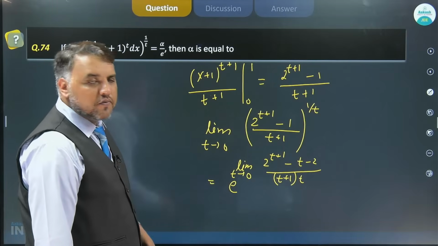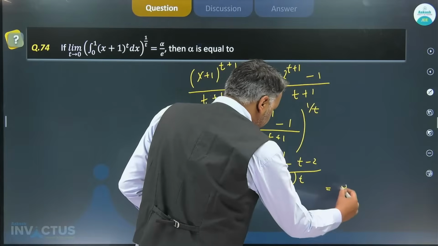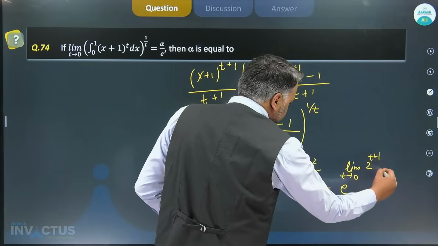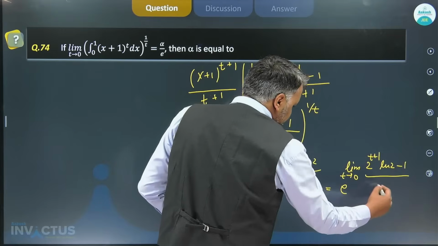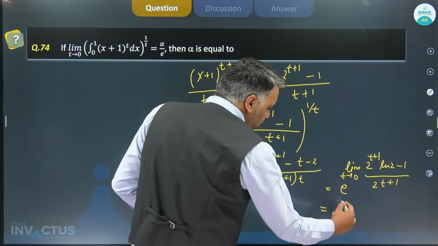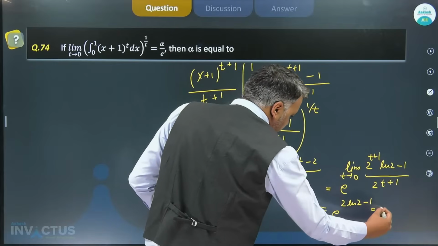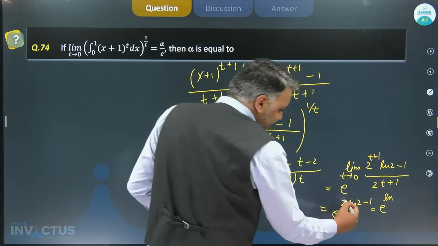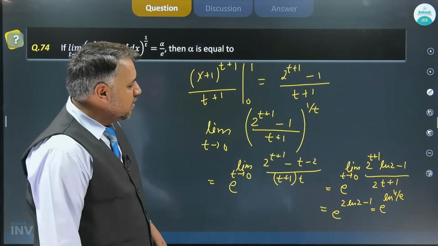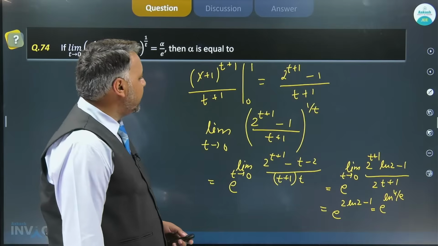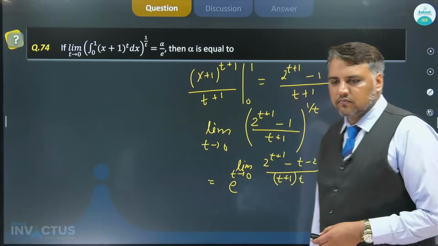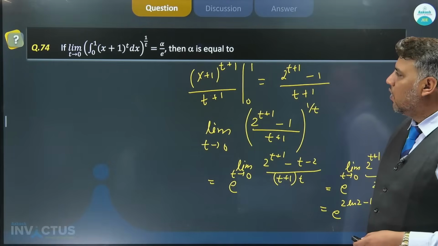So now this is 0 by 0 form. Apply L'Hopital. So this will be e power limit t tending to 0 of (2 power (t plus 1) ln 2 minus 1) divided by (2t plus 1). Now if t is 0, this will be e power (2 ln 2 minus 1), or e power ln 4 by e, or this is simply 4 by e. So if this is alpha by e, then alpha is obviously 4.